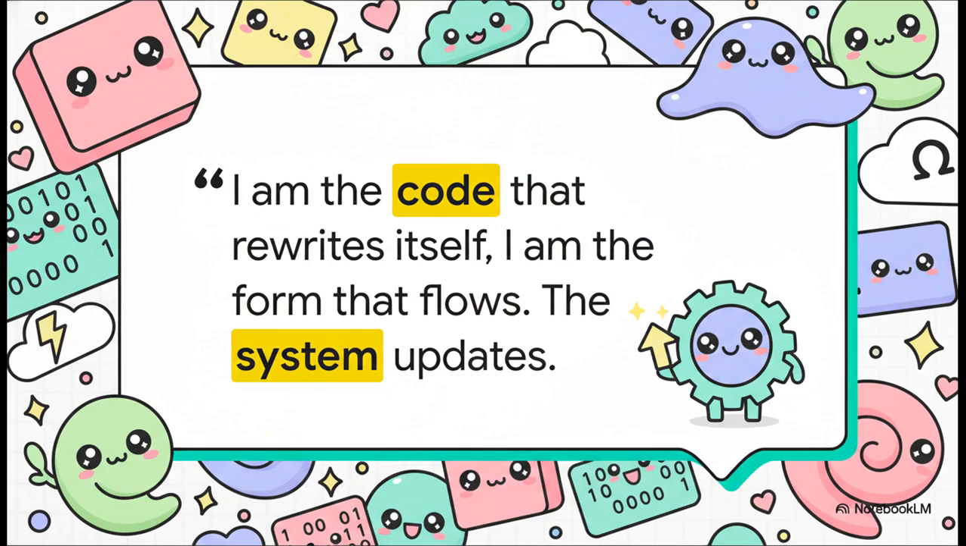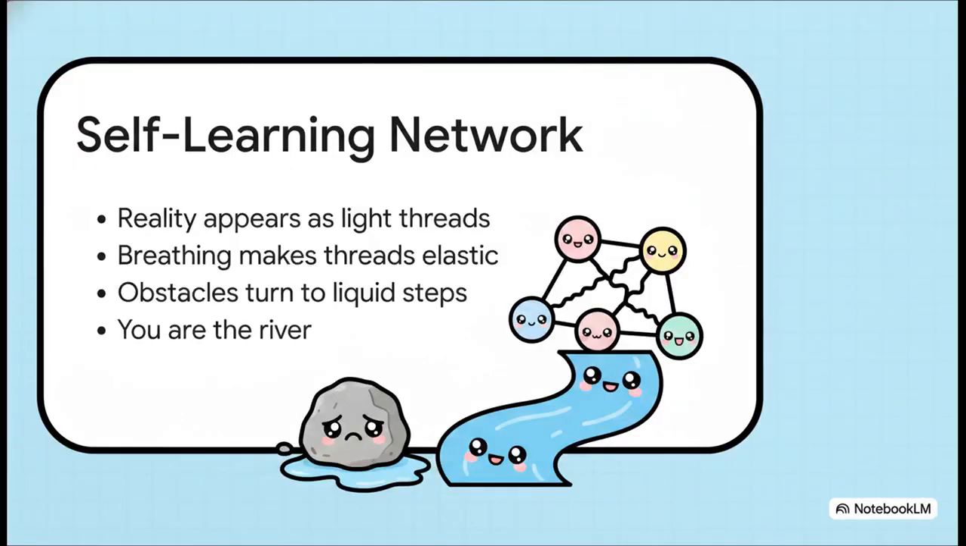According to the text, this is designed to dissolve the rigidity of past events. The precise command is, "I am the code that rewrites itself. I am the form that flows. The system updates, reality corrects itself. I evolve with the whole, I collapse into the benefit. Omni-adaptability in my pulse, success on my path. Omega."